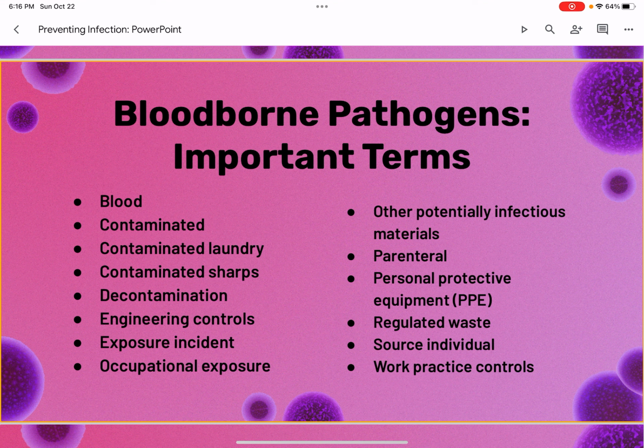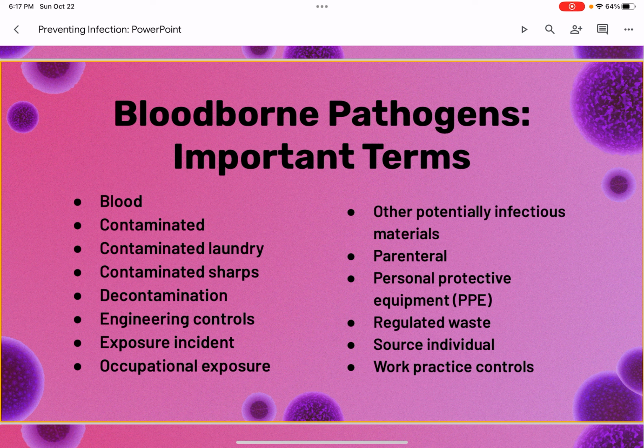Engineering controls are controls that isolate or remove the bloodborne pathogen hazard from the workplace. For instance, the sharps disposal containers or self-sheathing needles. An exposure incident is eye, mouth, or other mucous membrane or non-intact skin contact with blood that results from an employee's duties.